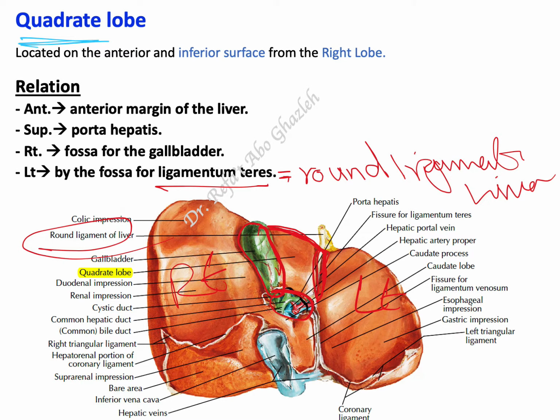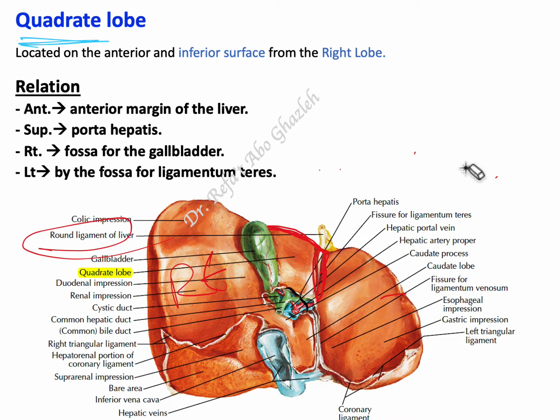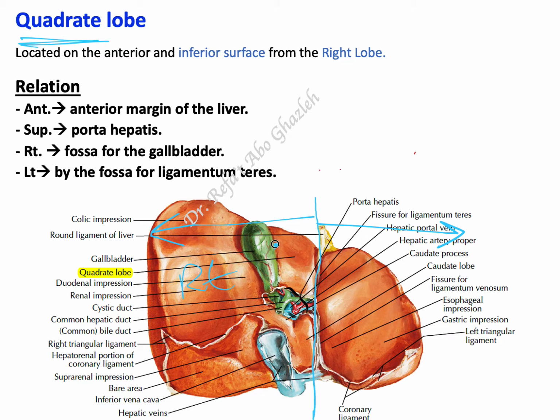Let me summarize it for you guys at the end. So finally, I would say the liver can be divided using the falciform ligament into right lobe and left lobe, and the right lobe can be subdivided further using the fossa for the gallbladder and the groove for the inferior vena cava like this, and the porta hepatis, into the quadrate lobe and the caudate lobe posteriorly.